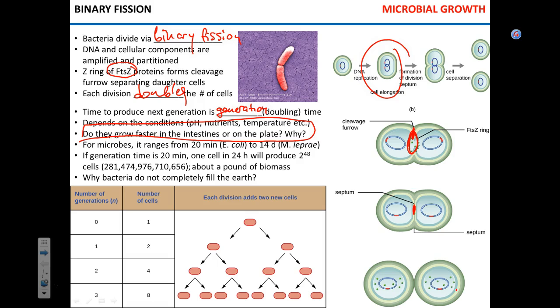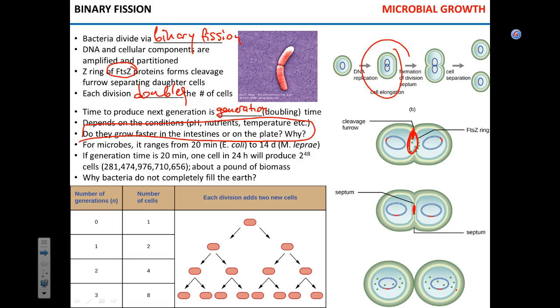Nutrients. If you have, say, one cell, it is all by itself, with all nutrients at its disposal. It can grow and grow and grow. So generally, microbes in the lab grow much better than in the living organism. Okay? Generation time can be very different.